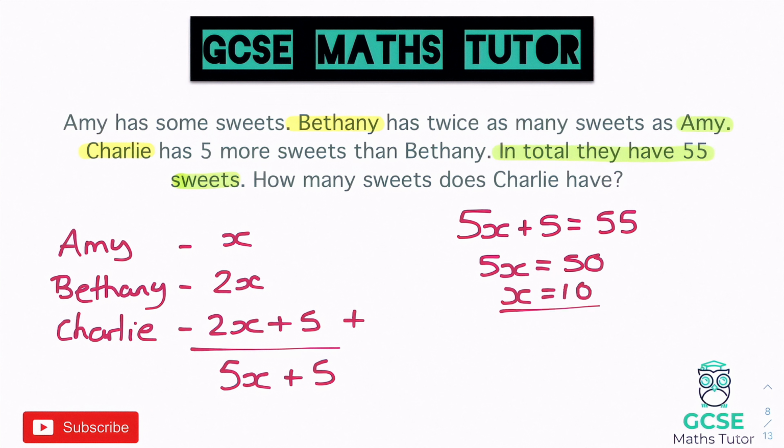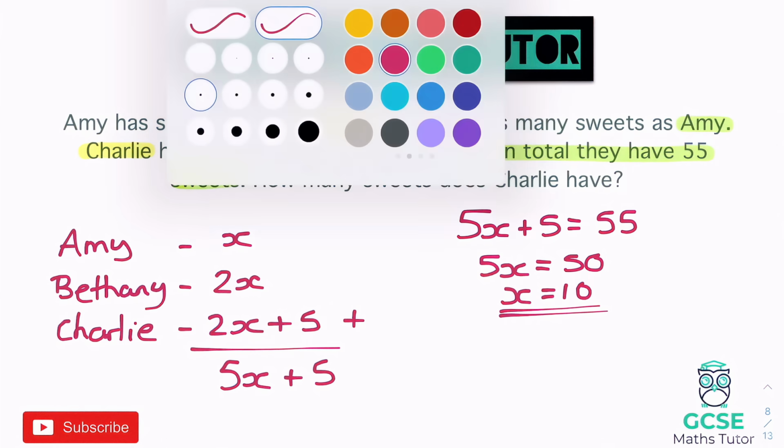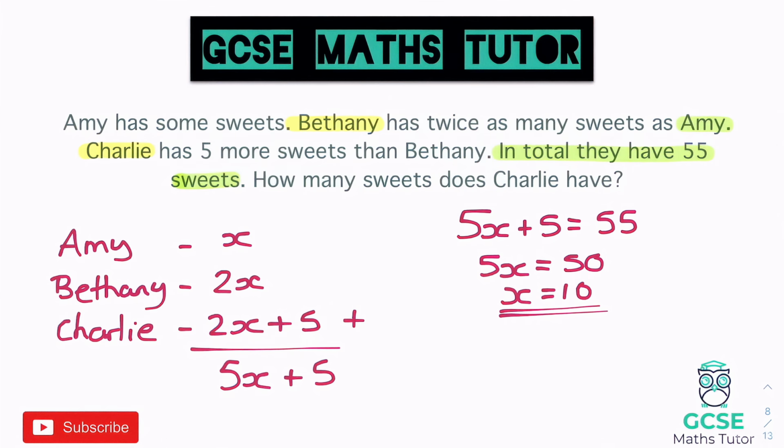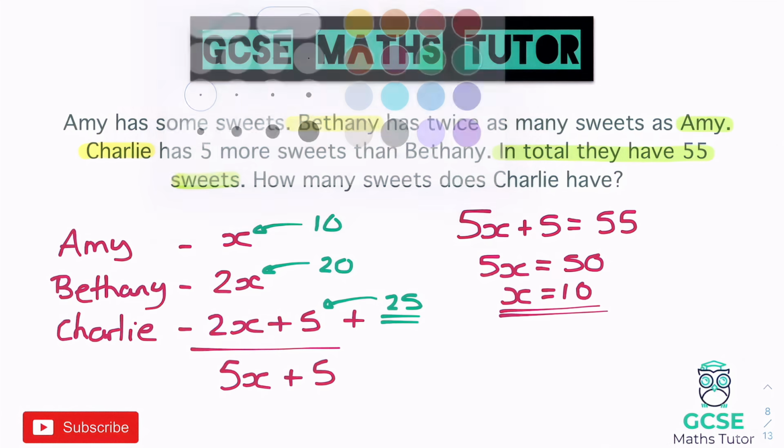And then we can use that x equals 10 to find out how many sweets they all have, and we can just use it based on the expressions that we've got over there. We now know that Amy is x, so Amy's got 10. Bethany has double that, so Bethany's going to have 20, and Charlie has 5 more than Bethany, so Charlie will have 25. And just double checking there, they all add up to 55, and they do. So in terms of this question, how many sweets does Charlie have? Charlie has the 25 that we've got just there.